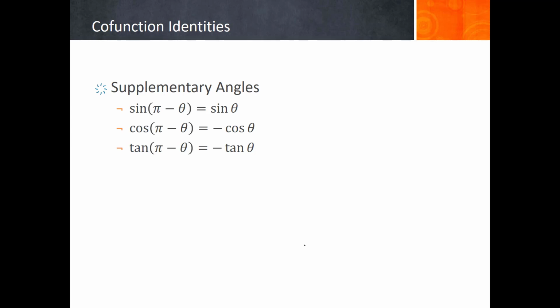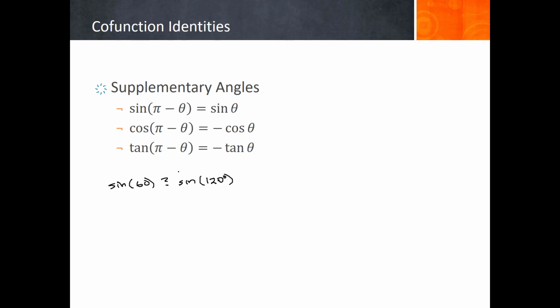And if we think about the unit circle, 180 degrees is the same thing as pi. So what this is saying is, say for sine, if you were to compute the sine of two supplementary angles, say you wanted to compute the sine of 60 degrees and compare it to the sine of 120 degrees.